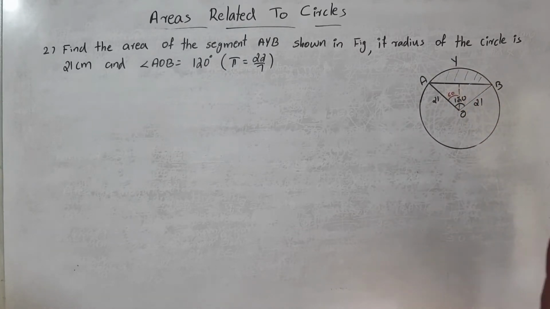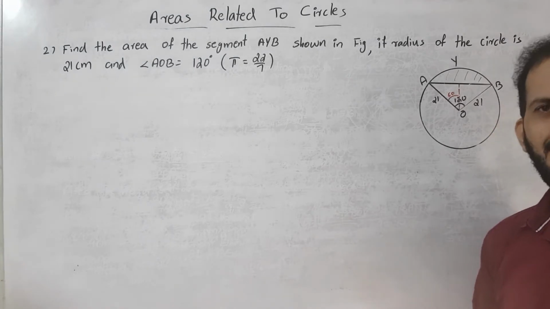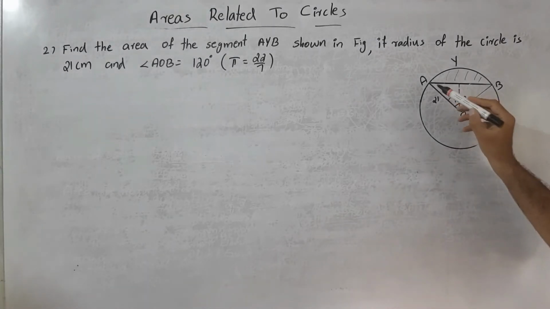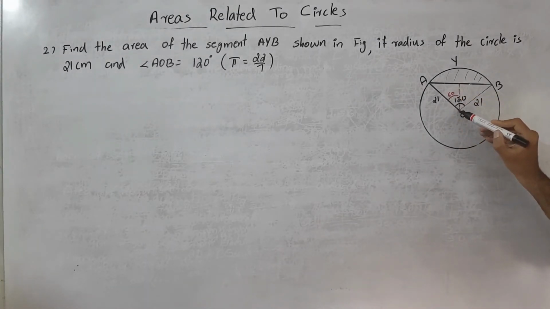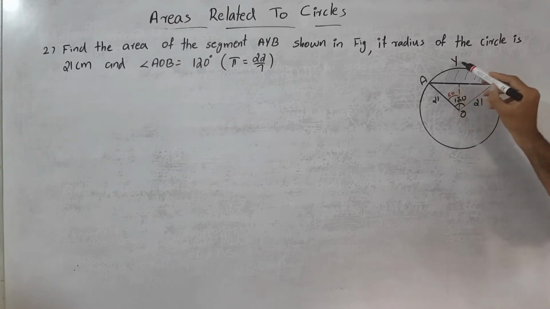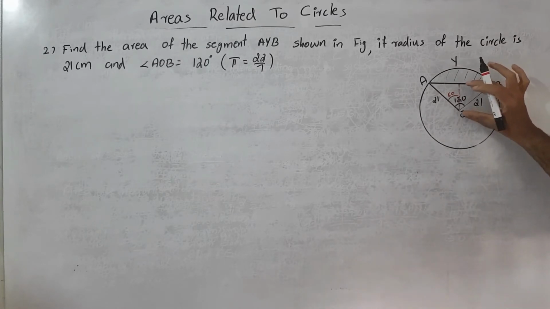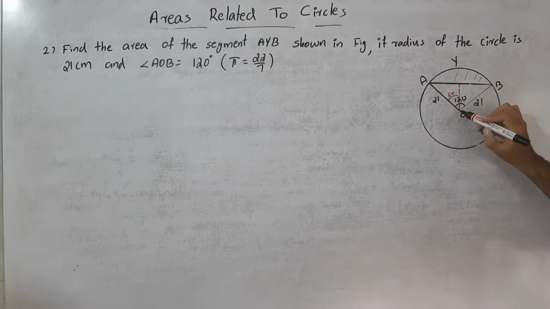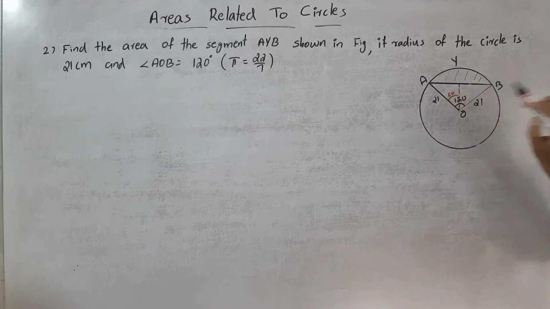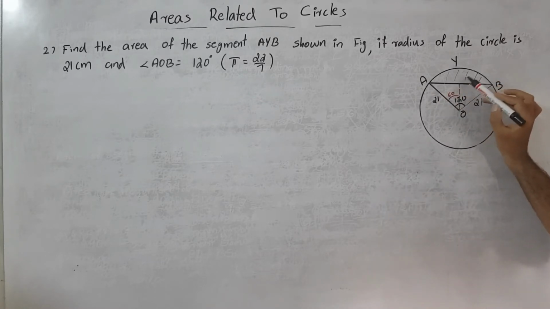Then we know the idea how to find the area of segment. The area of segment is equal to, first we want to find the area of the sector OAYB. Then from that sector we want to reduce the area of this triangle OAB, then we get the area of this portion.